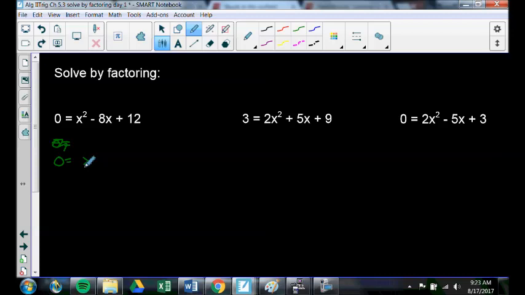I want numbers that multiply to 12 and add to -8. So it's -6 and -2. So x equals 6 and x equals 2. I have to subtract the 3 first on this one.